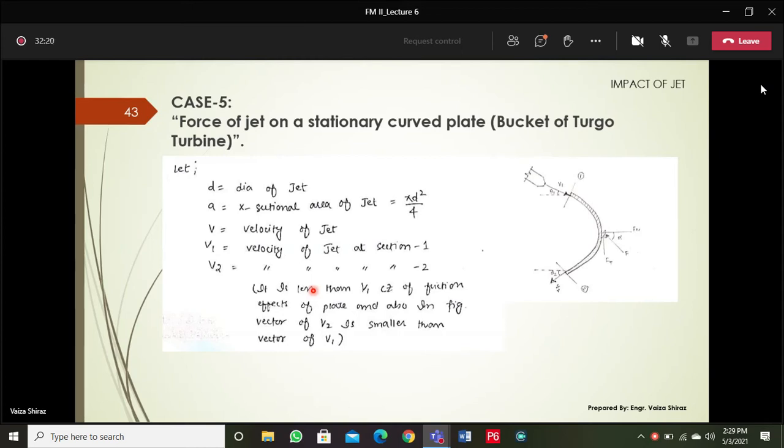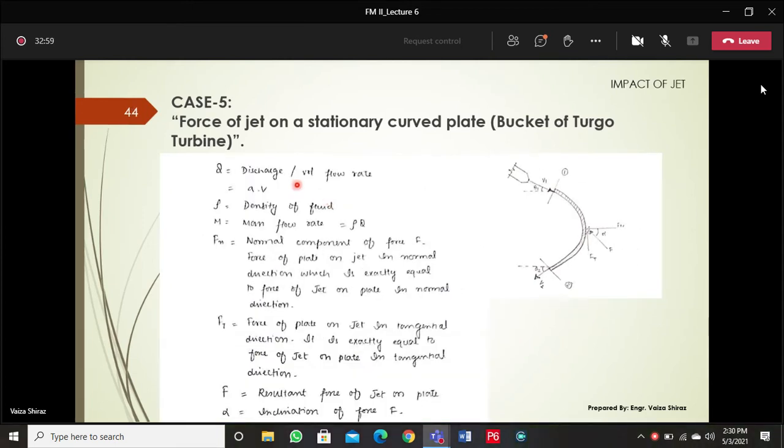Practically, your V2 will always be less than V1 because when your jet is sliding on the surface of this bucket, it will be experiencing some frictional losses, and due to that loss, your velocity V2 will reduce. Okay? और velocity जो है that is also a vector quantity, so you can see कि the fact है ना कि V2 is less than V1, that can be shown by this vector length also. V2 is shown smaller in length as compared to vector V1. Okay? So this is the real case, this is the actual condition in which V2 is less than V1.